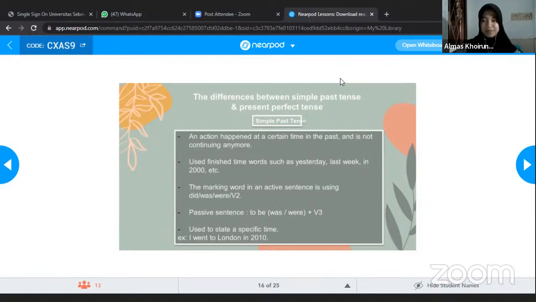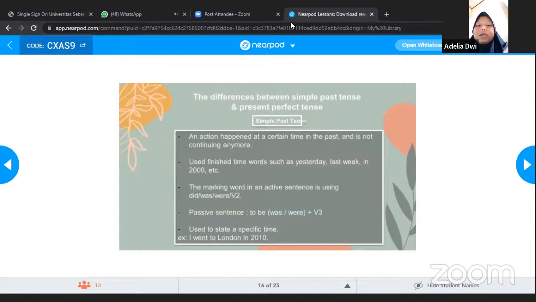So, students, after knowing the definition, the formula and the example, we have to know the differences between simple past tense and present perfect tense. First, we have simple past tense. Simple past tense is an action that happened at a certain time in the past and is not continuing anymore. And the second one, it uses finished time words such as yesterday, last week, in 2000, etc.